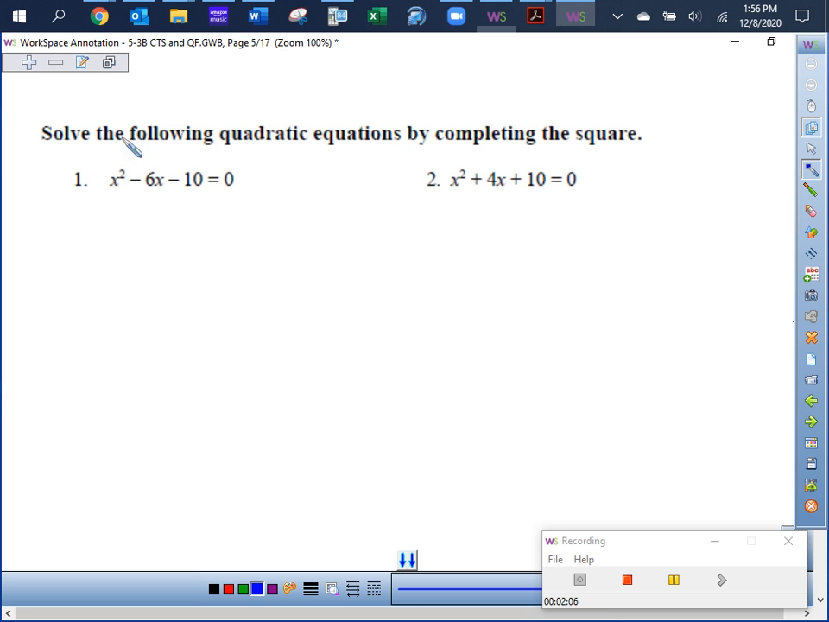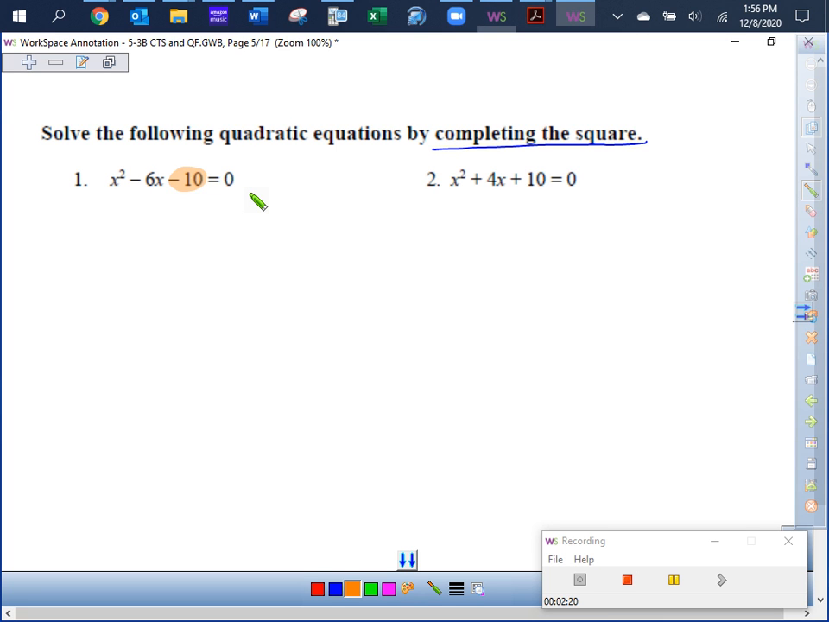The first one: solve the following quadratic equations by completing the square. Let's realize why. I guarantee you when I show you how to do it, you're like, oh, I can do that. That's no problem. But why are we completing the square? Well, let me tell you. We can't factor it. Can you find two numbers that multiply together to be -10 and add together to be -6? It's not possible. So you have two choices: complete the square or quadratic formula.